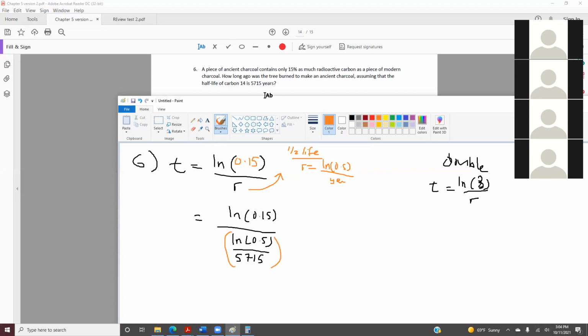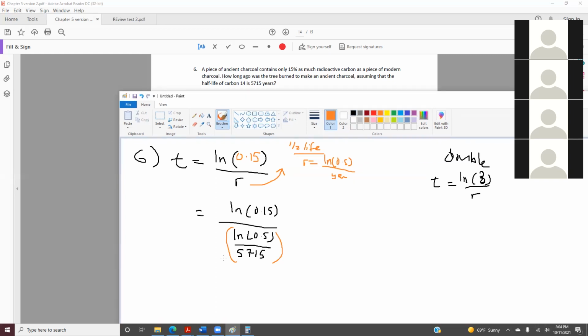Now, when you put this in your calculator, you need an extra parenthesis here. The reason why is because you tell your calculator to perform this first before you divide on top. If you don't put the extra parenthesis on the bottom here, it does the ln 0.15 divided by ln 0.5 first, and then divides by 5,715, which is wrong. So make sure you do the parenthesis in this case, the orange one. There's a lot of parentheses here, so be careful with it. Take out your calculator and try to do this, and watch what you type in your calculator.